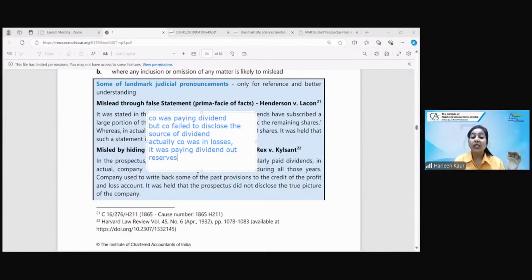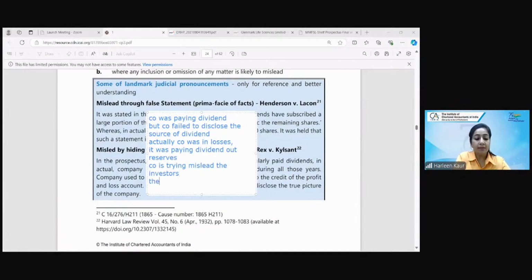Okay. So here you have omitted the material facts. Please listen to the facts once again, those who have missed it. Number one, the company was paying dividend. It has written this line in the prospectus. That means the company is showing a very good, glorious, nice financial position that it is paying dividend. But the company failed to disclose the source of dividend. Actually, the company was in losses. I've written on the screen for all of you. Actually, the company was in losses. It was paying dividend out of the reserves and surplus created. That means the company is trying to mislead the investors.